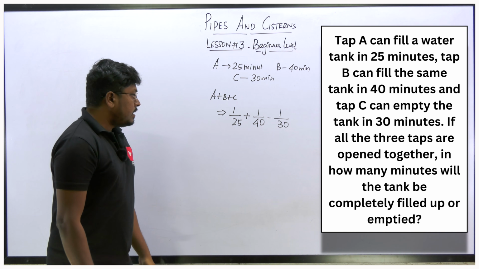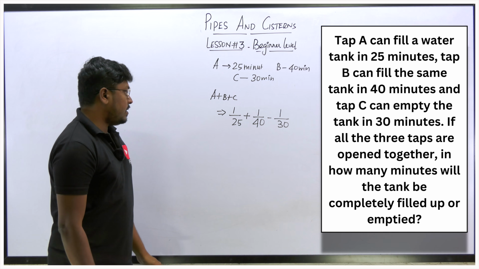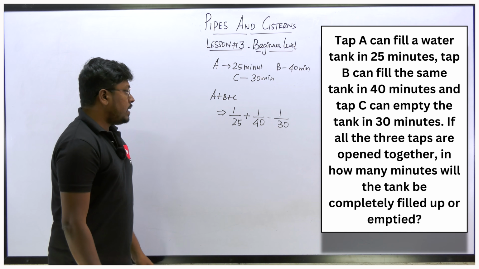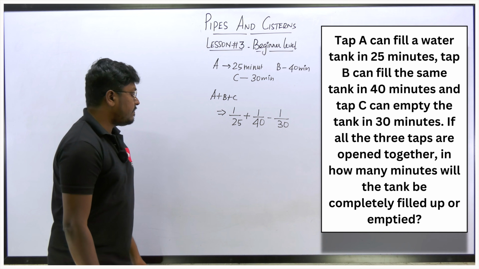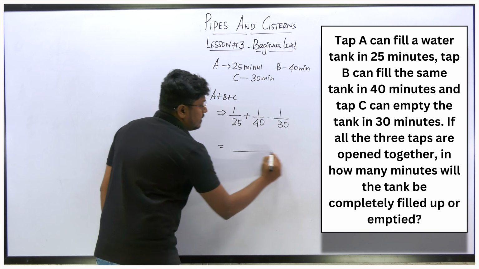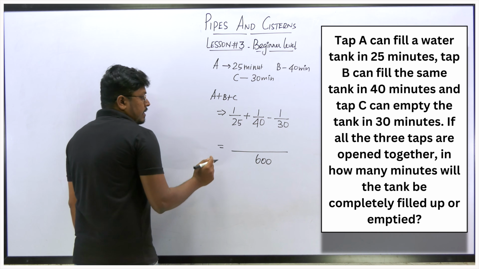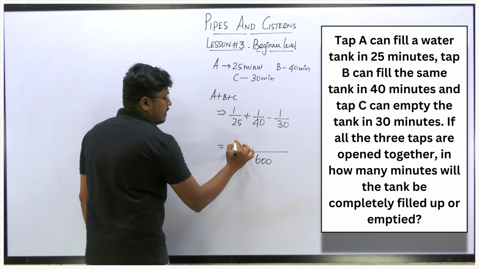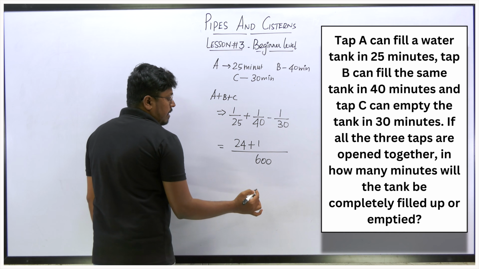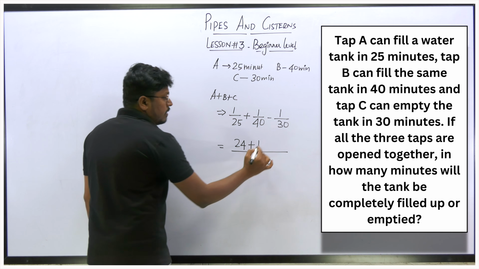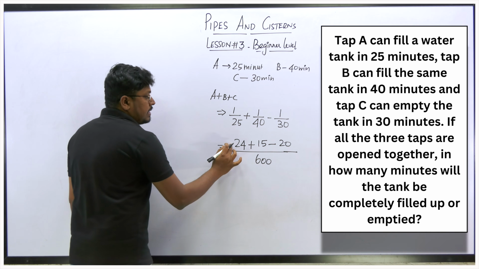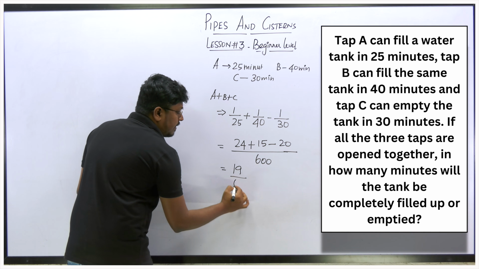What is the LCM here? 120 is not the LCM. 150, we will not get 40 here. 200 is not the LCM, 500 is not the LCM. So I think 600 is the LCM, right? So 600 will be the LCM. So 25 into 24 will be 600, plus 40 times 15 is 600, so 1 times 40 remaining will be 200. So 24 plus 15 minus 20, so this will be 19 divided by 600, right?